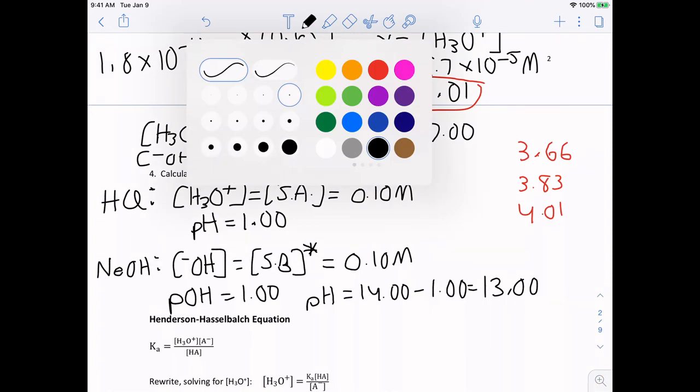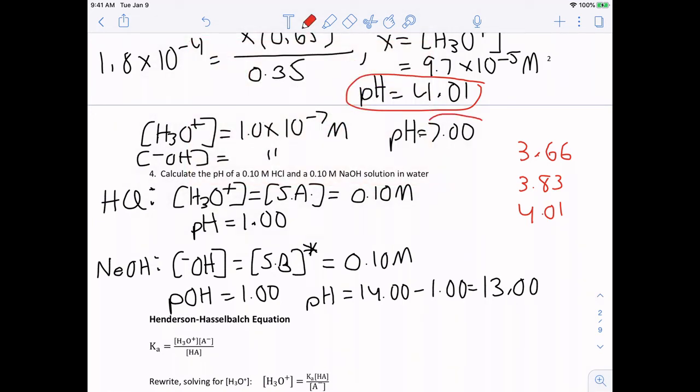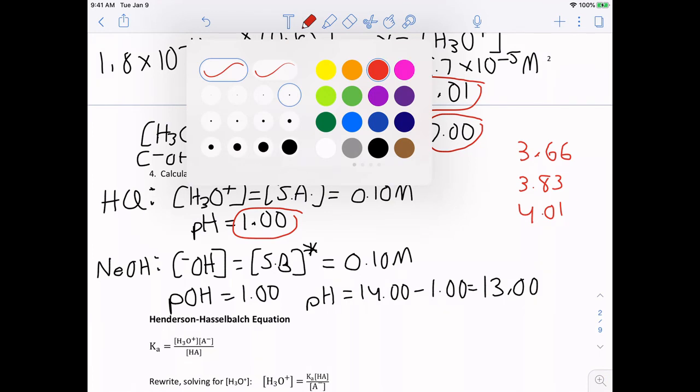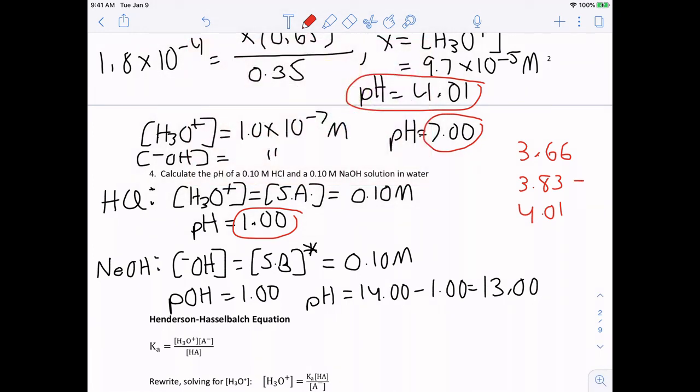So comparing, we're starting out with 7. I had the same concentration of acid and my pH jumps all the way down to 1, right? When I had my buffer, we started out with this 3.83, and then I just jumped down a little bit, right? That's a small change compared with 7 going down to 1. And then when we added base to it, I jumped from 7 all the way up to 13. When we added it to the buffer, I just went from 3.83 to 4.01, so a small change. So dramatic changes if I add it to water, small changes when I add it to my buffer.